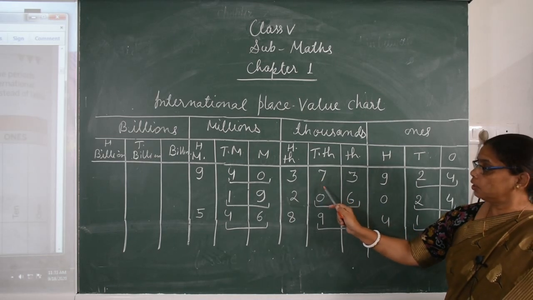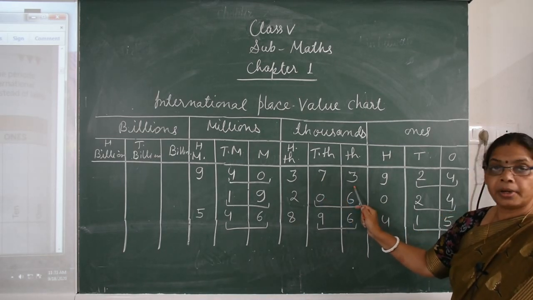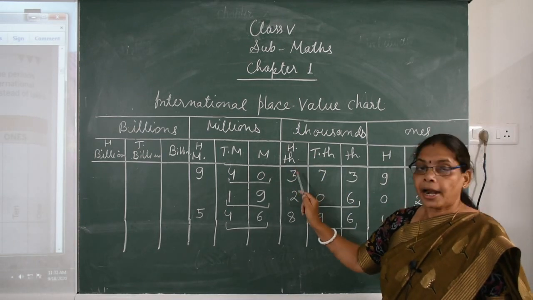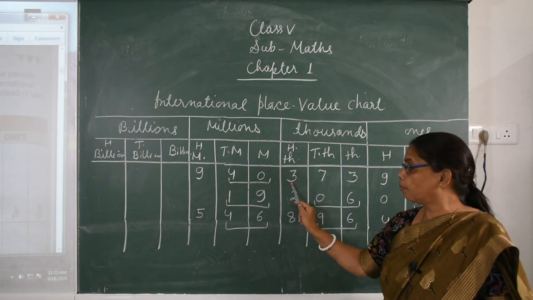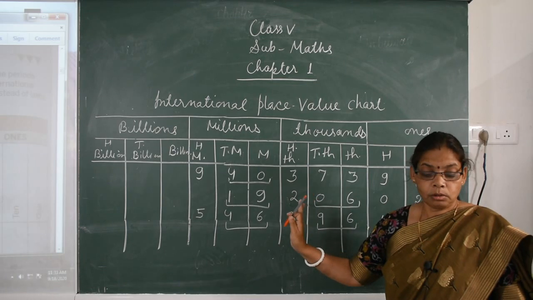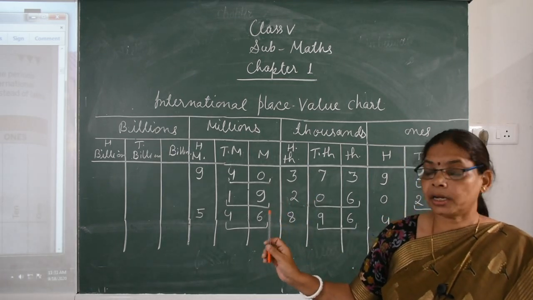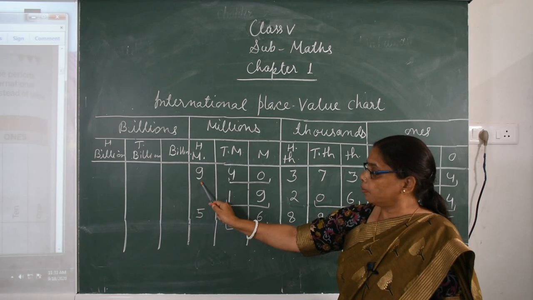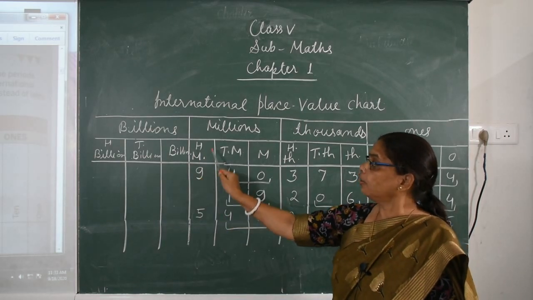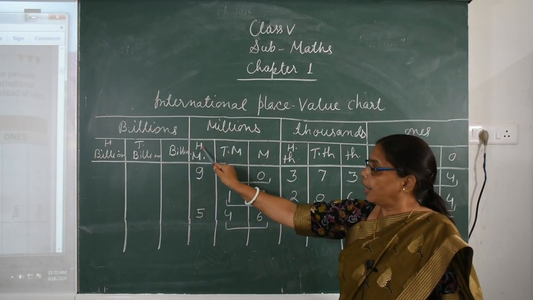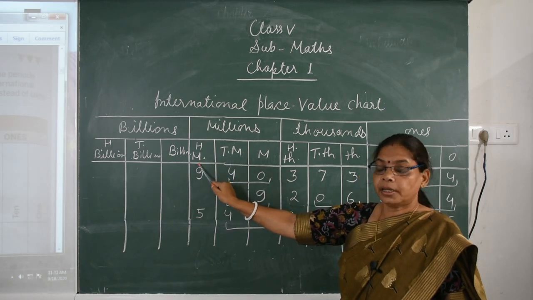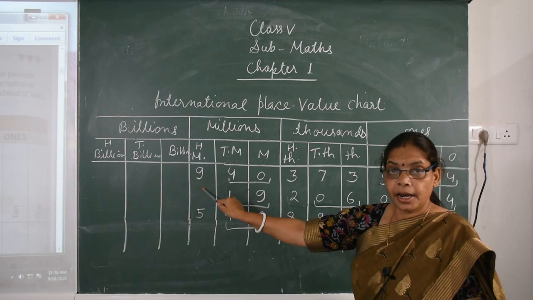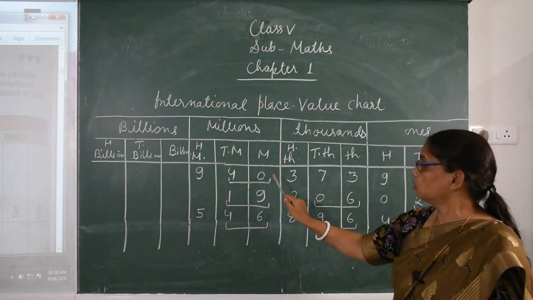And the same rule we have to follow here. When the number is in the tens place, we read these two numbers together, and when the number is in the hundred place, we read this number separately. So let's start how to read a number. This 9 is in which place? Hundred place. So 900 million. 900, repeat again, 940 millions.